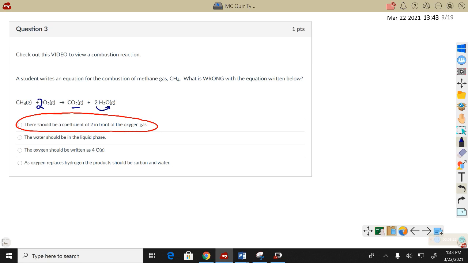The water was in the gas phase. Because combustions are exothermic, energy is released. And that energy release will often vaporize the water. No, 4O would be 4 atoms of oxygen, but oxygen gas is diatomic. And it's not really a replacement. It's not that oxygen is replacing the hydrogen. This is kind of a special reaction that always forms carbon dioxide and water.